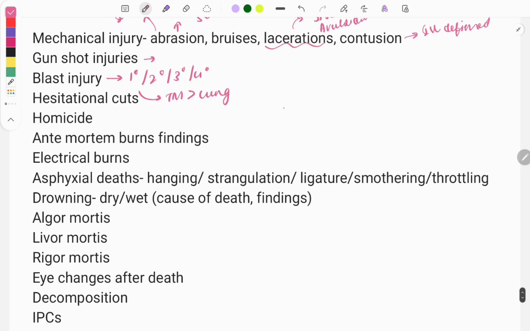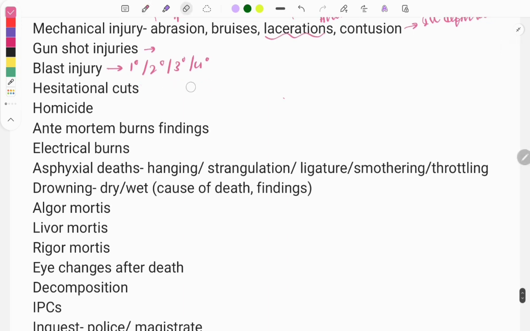Okay, so these are certain points you need to read about the blast injury. Then moving on, the hesitation cut. Hesitation cuts are the intentive or the suicidal cuts. These are suggestive of the suicidal, and how do we find it? They are present in the accessible parts of the body, and these cuts will be multiple and parallel, and they are not that deep. So by looking at these features, you can identify that it is a hesitation cut.